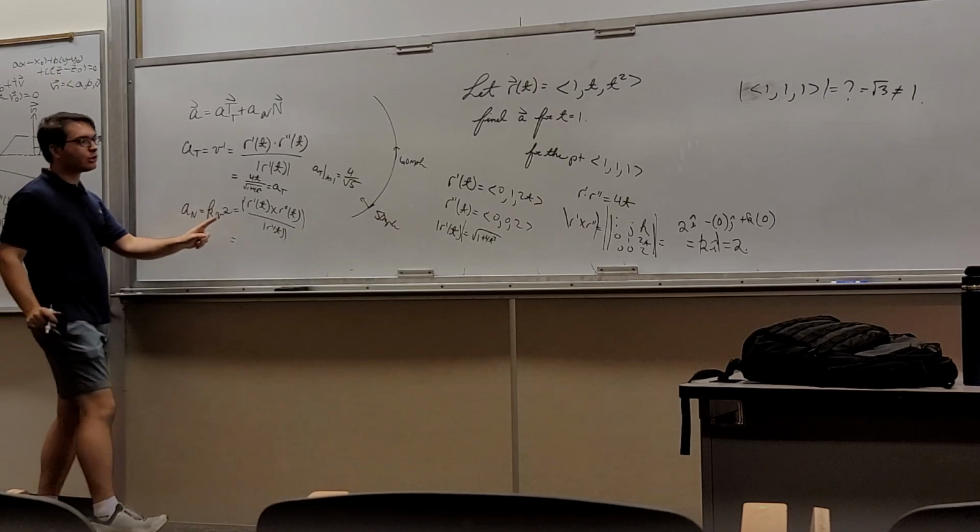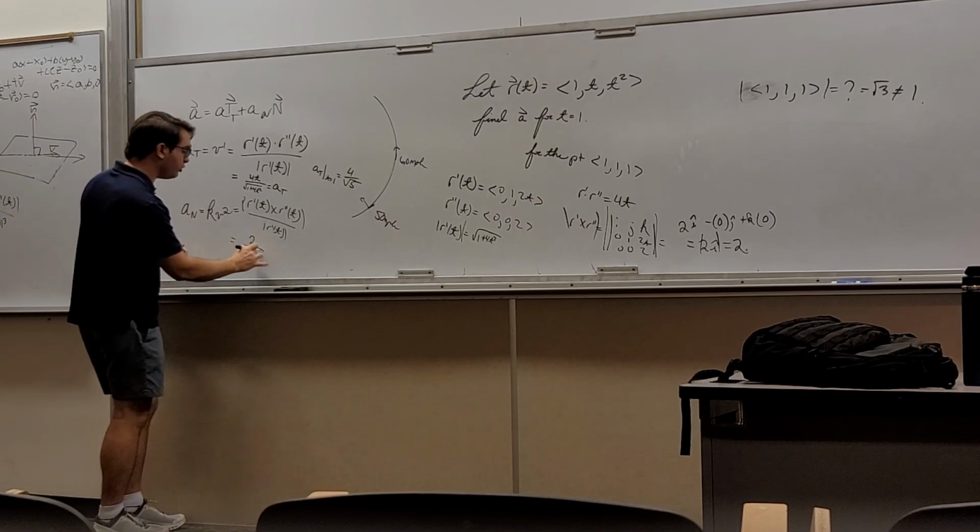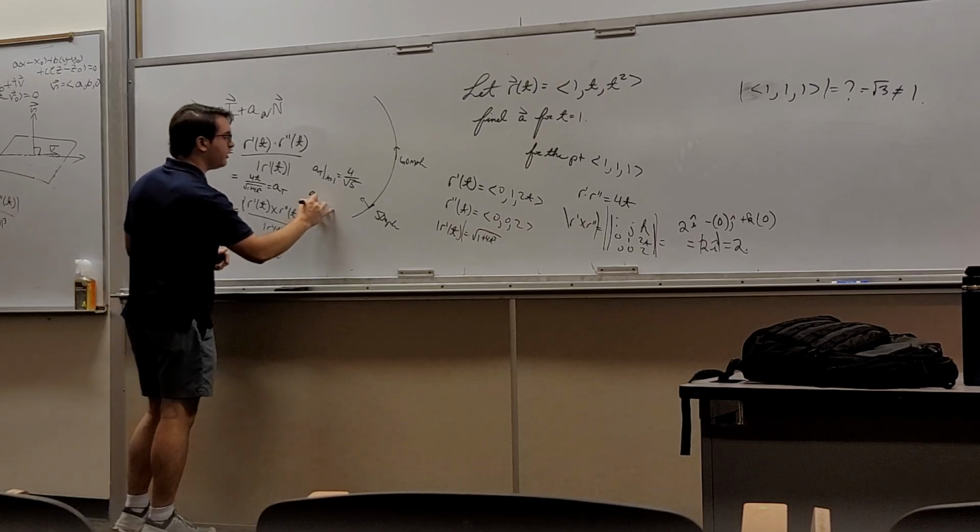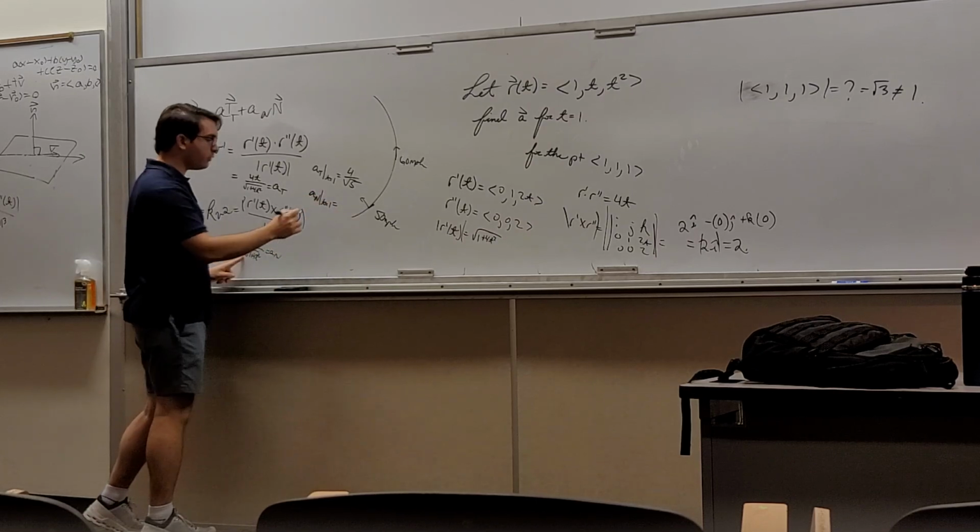Now, a sub n is the magnitude of the cross product, which is 2 over the square root of 1 plus 4t squared. That's a sub n. A sub n, evaluated at t equals 1, is 2 over square root of 5.